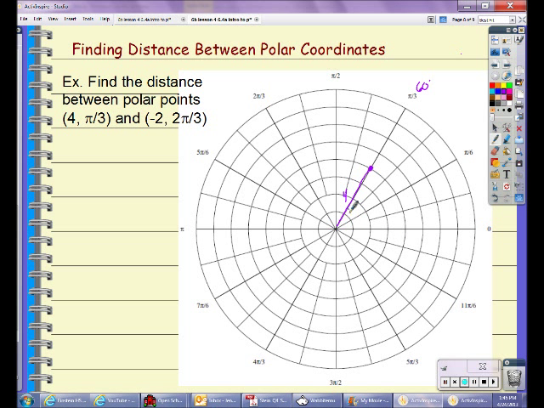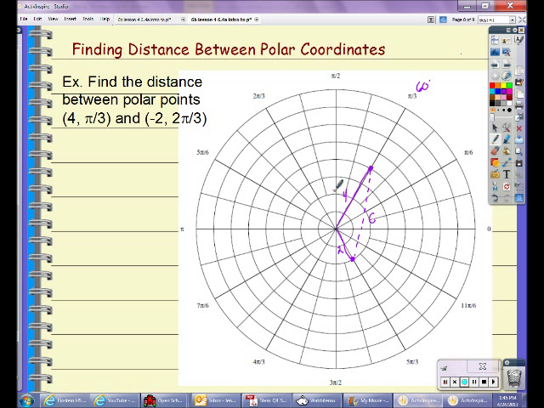Now, we've got -2, 2 pi over 3. Well, 2 pi over 3 is here, so that's my rotation line, and I need to go backwards 2. So that's my second point. Keeping in mind I know that length is 2. I need to find this distance, C.